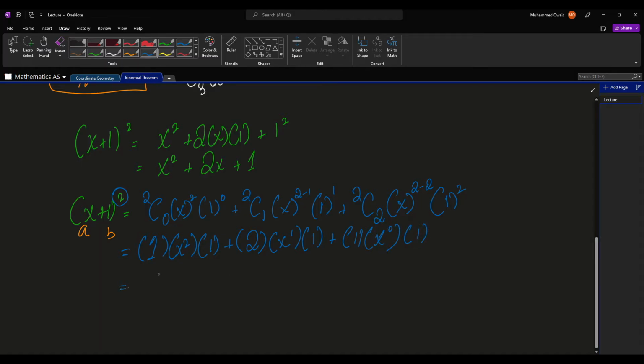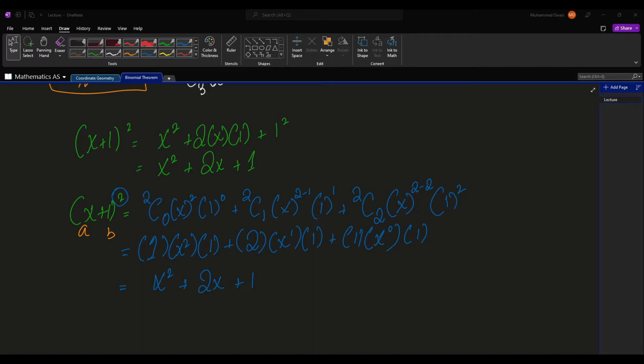Now then, let us resolve this. This becomes x squared plus 2x plus 1, right? x power 0 will become 1. Anything that has a power of 0 always becomes 1. As you can see, even after applying the binomial theorem, we got the same answer. See, this is how we are supposed to apply the binomial theorem.